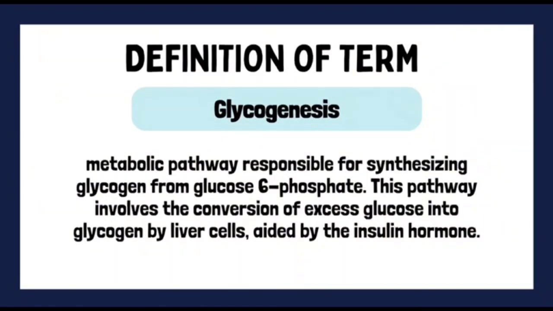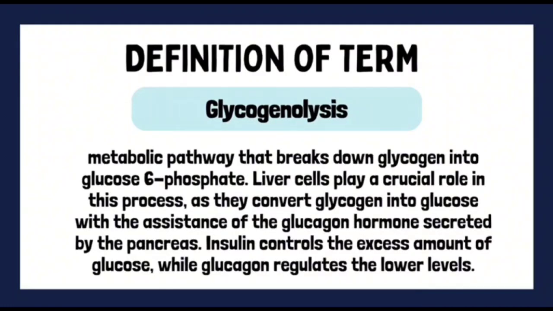Moving on to the next term, glycogenesis is the metabolic pathway responsible for synthesizing glycogen from glucose 6-phosphate. This pathway involves the conversion of excess glucose into glycogen by liver cells, aided by the insulin hormone. Glycogenolysis, on the other hand, is the metabolic pathway that breaks down glycogen into glucose 6-phosphate. Liver cells play a crucial role in this process as they convert glycogen into glucose with the assistance of the glucagon hormone secreted by the pancreas.